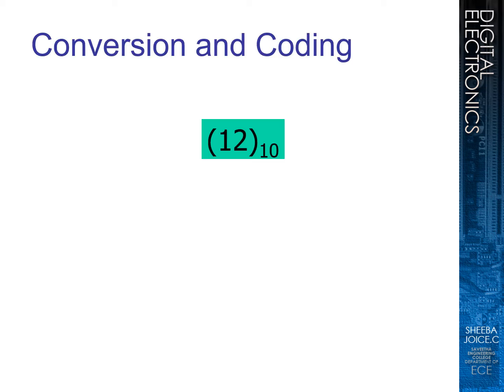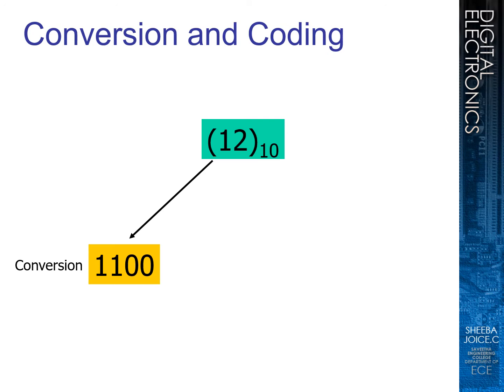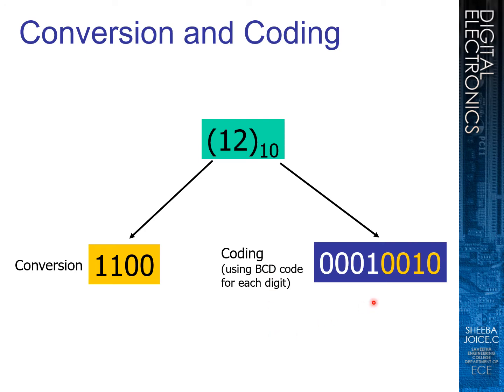BCD adder. Let us try to convert the decimal number 12 into binary and BCD. In binary, we convert it as 1100. In BCD, it is represented as 0001 for 1 and 2 we write it as 0010. So this is your BCD code.